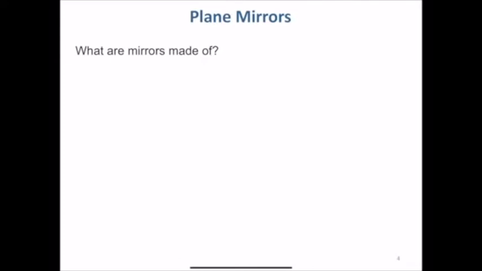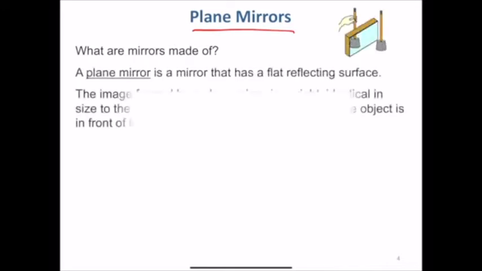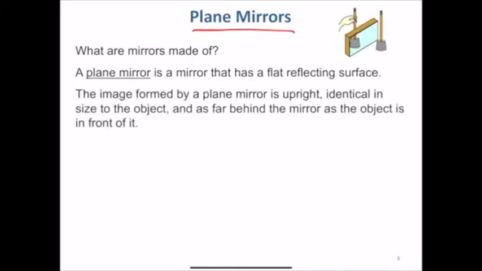Let's start talking about mirrors. And let's start with plane mirrors. Plane mirrors are mirrors whose surface is plane, not curved. Okay, so a plane mirror is a mirror that has a flat reflecting surface, right? The image that's formed by a plane mirror is upright, identical in size to the object, and as far behind the mirror as the object is in front of it.